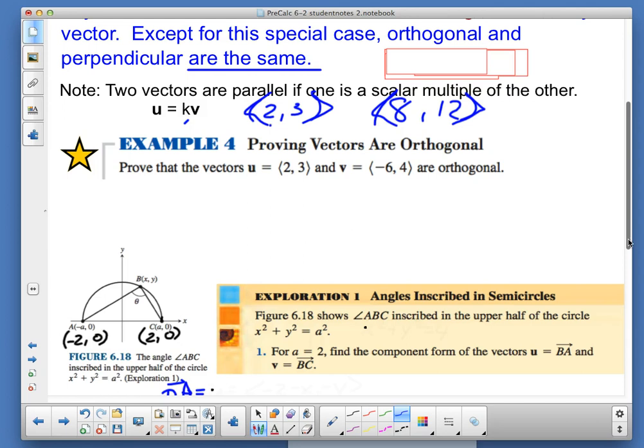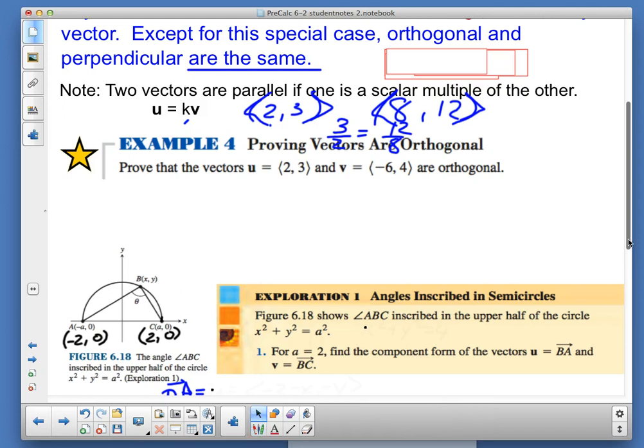They have the same slope. If I go b over a, the slope would be the same. 3 over 2 would equal 12 over 8. And I can just show that it's a multiplier difference, whether it be positive or negative. The difference is just that they're equivalent fractions. It could be reduced to the other.